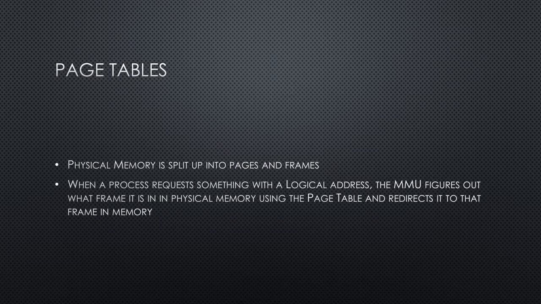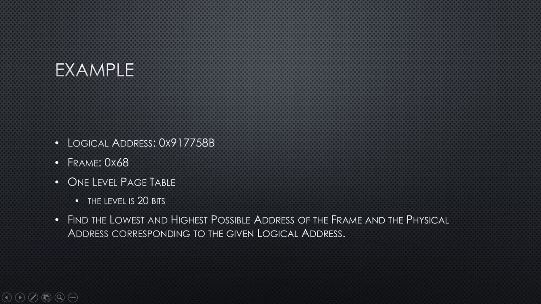With page tables, physical memory is broken up into pages and frames. When a process requests something with a logical address, the MMU figures out where it is in physical memory and returns the data found at the physical address to the process. So let's go over an example of how this is calculated with the example shown on the screen currently.